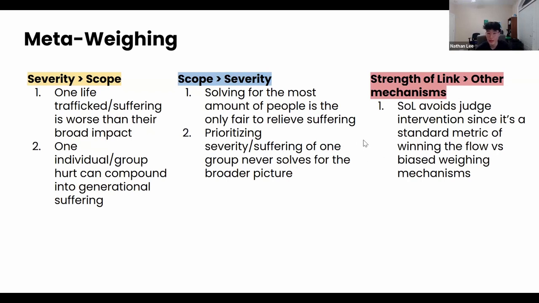All right. Then, as I mentioned a second ago, another meta weighing mechanism is strength of link over other traditional mechanisms. So the argument that's made is that strength of link avoids judge intervention since it's the standard metric of who's winning the flow, right? In contrast, if you're trying to appeal to a judge's emotions using severity or a judge's political beliefs based on the probability of a certain candidate winning, you're inherently opening yourself up to intervention by the judge. But something that's always fair and not biased is strength of link.